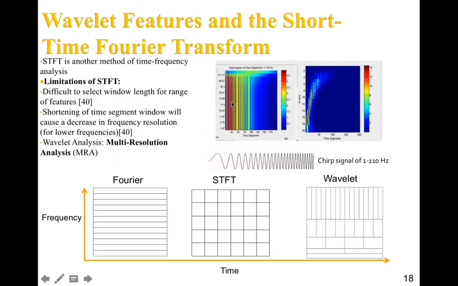This is just an example of the difference. So here's a spectrogram of a chirp signal. A chirp signal looks like this. It starts out low frequency and then it gets to higher and higher frequency. This is signal content versus time.